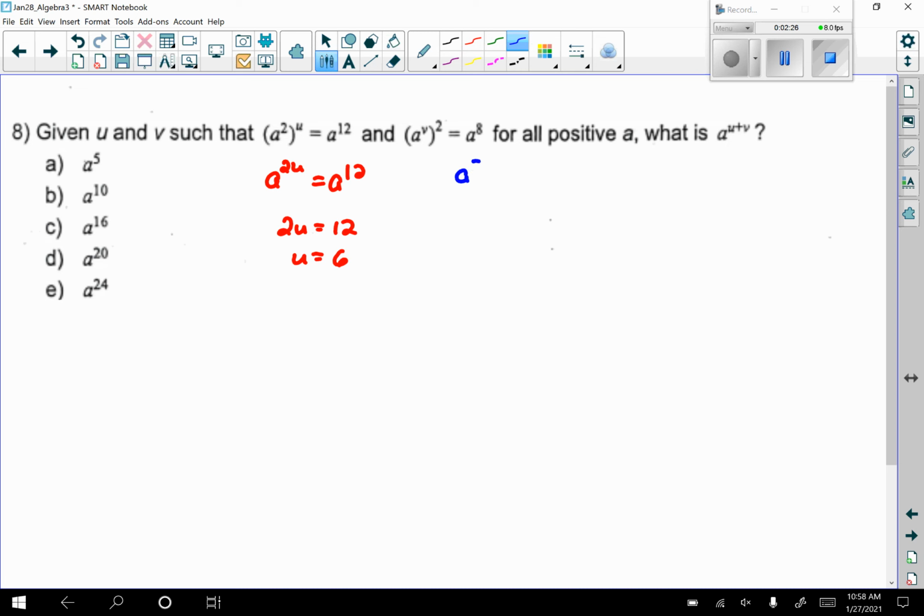Over here, we would get a to the 2v equals a to the 8th. So 2v would equal 8, and v would equal 4. So then we would have a to the u plus v, which is 6 plus 4, so that gives us b, a to the 10th.